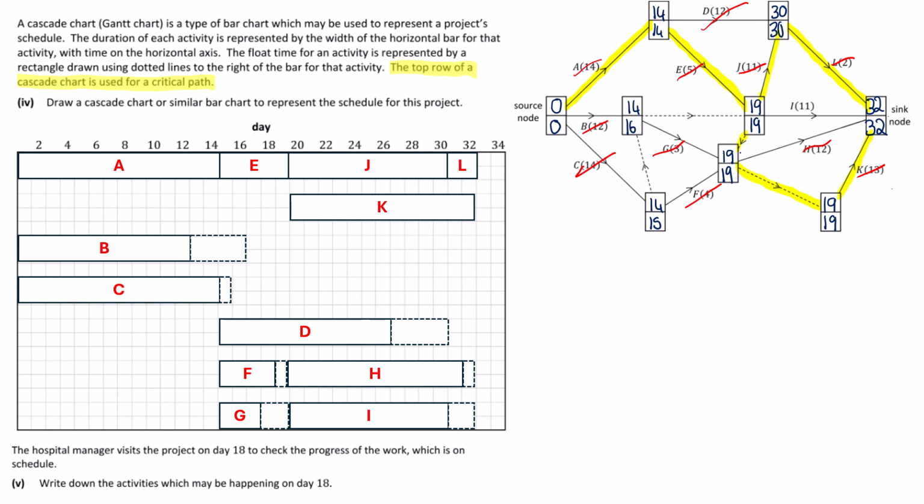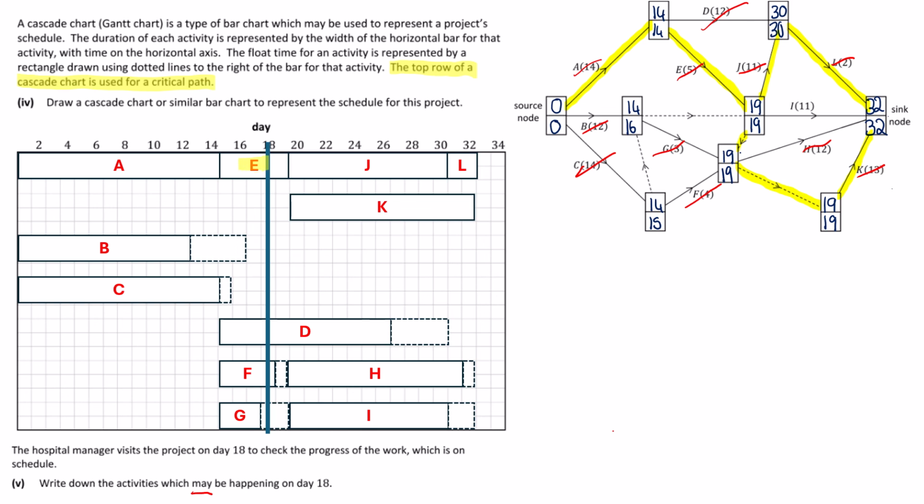So the question then says, the hospital manager visits the project on day 18 to check the progress of the work, which is on schedule. Write down the activities which may be happening, okay? May be happening. They don't have to be happening. They may be happening. So here is day 18. I've put it right in the middle of the box. So here are the things.